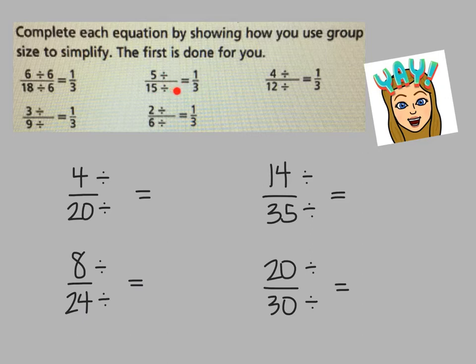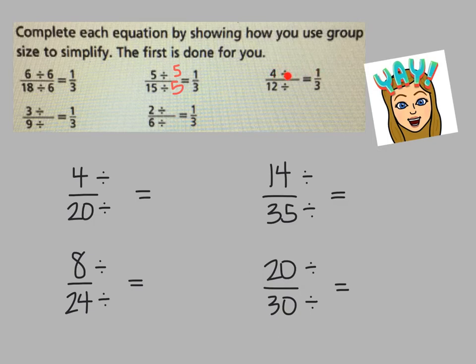We have to act like a detective. So let's think, 15 divided by what would give me 3? Well, I know that that's 15 divided by 5. Now, does that work on top? Does 5 divided by 5 give me 1? It does. So that was the missing factor. Let's try the next one. 4/12 is equal to 1/3. How do they get 4 to become 1?